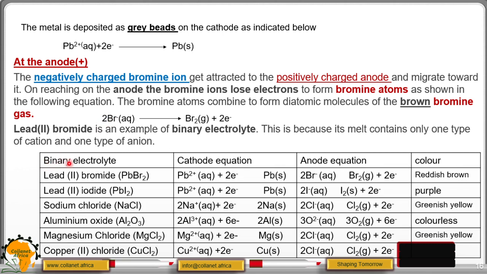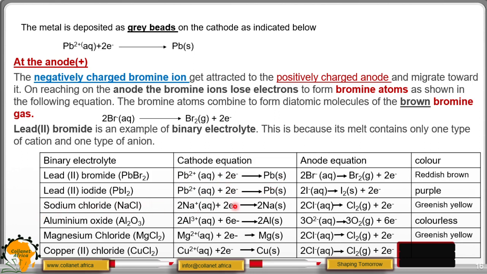So here you have a binary electrolyte, we have the cathode equation and the anode equation, and it is also important to note the colors of the products. Now here we have lead(II) bromide. You find that at the cathode, the lead will gain 2 electrons to form a lead atom. Then in lead(II) iodide, the same will happen.